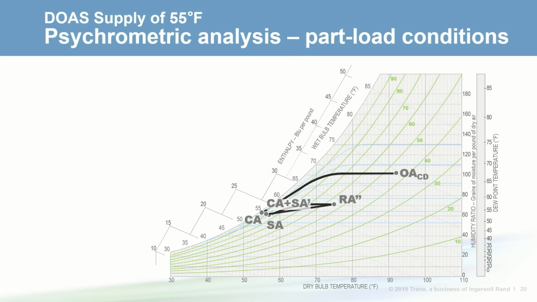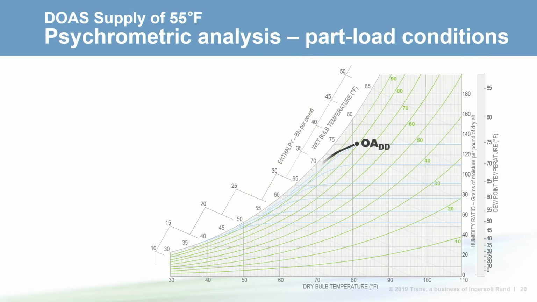At part load, the outdoor air conditions are different. For this analysis, I'm going to use design dehumidification weather because the outdoor air conditions represent a peak humidity condition. On the chart, you can see the new condition is designated with DD to indicate design dehumidification weather, while the original is marked with CD to denote cooling design weather. Compared to the previous outdoor air condition, the new condition is cooler and more humid.